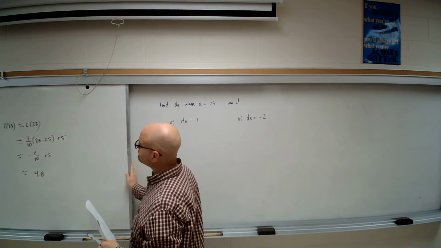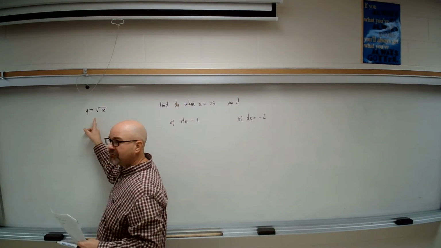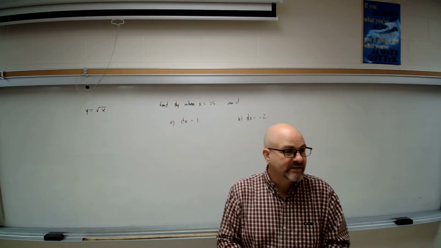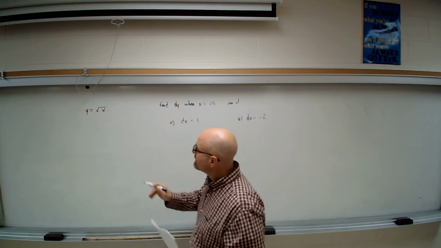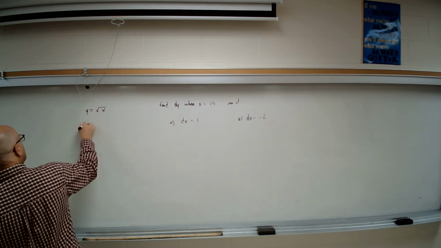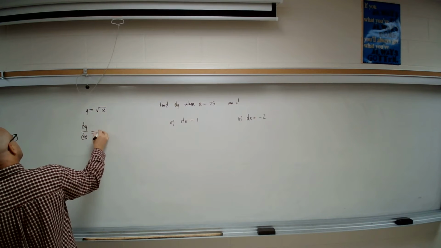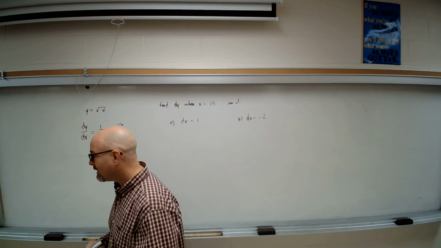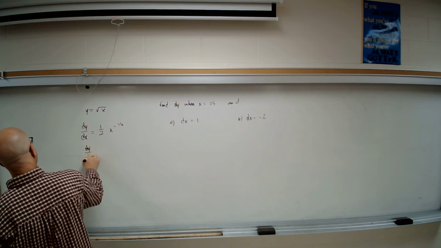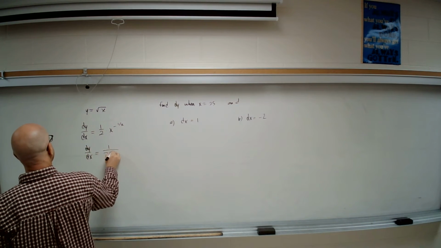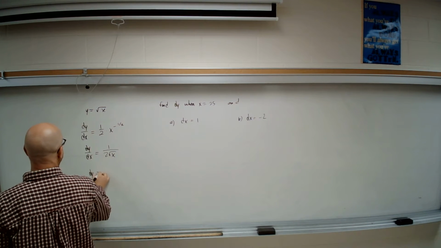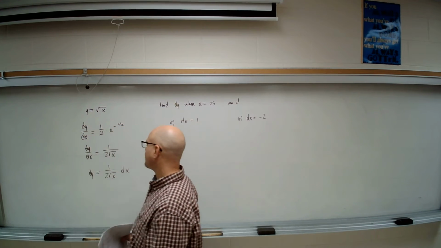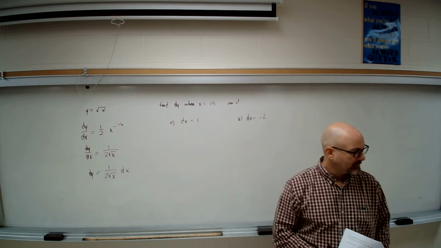So the first thing we have as our function is still the square root of x, because we're trying to approximate square roots, or differentials for square roots in this case. So we're going to go ahead and take our derivative. We get dy over dx is 1/2 times x to the negative 1/2, and then dy over dx is 1 over 2 radical x. And then our differential would be 1 over 2 radical x times dx. So that would be our differential.